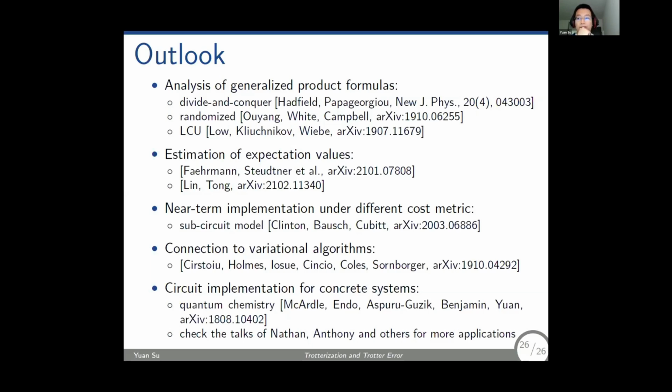There are some potential connections to variational quantum algorithms. The quantum circuits will look quite similar to each other, but not exactly the same. But hopefully there will be some intuitions from variational quantum computation that can be applied to Trotterization or vice versa. And finally, there could be more applications of this method to simulating real concrete physical systems. For quantum chemistry, there's a very nice survey article by Sam McArdle and some other people. And there are also some very nice talks in this conference by Nathan and some other people.